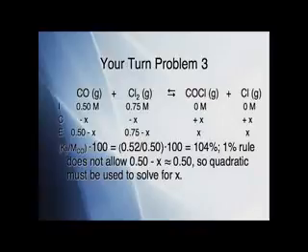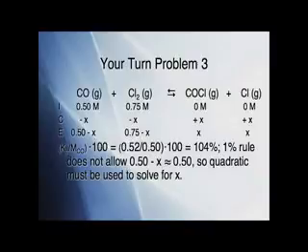First thing is to set up the ICE chart, and you can see here, put the values in. The starting concentrations of carbon monoxide and chlorine: you just take the number of moles divided by the volume of the flask, which was 4 liters. So you have 0.50 moles per liter of carbon monoxide and 0.75 moles per liter of chlorine. The stoichiometric coefficients for each of these are 1, which is convenient for us.